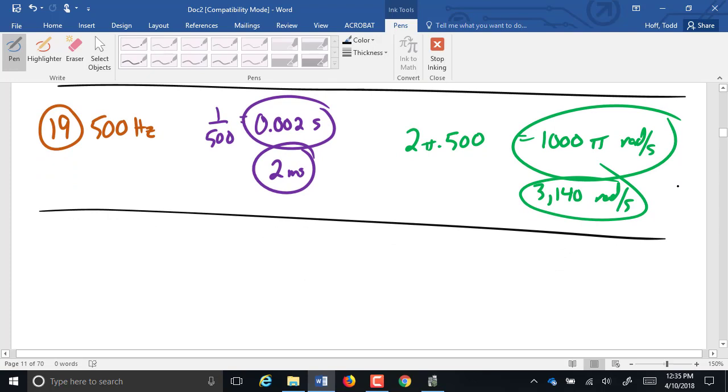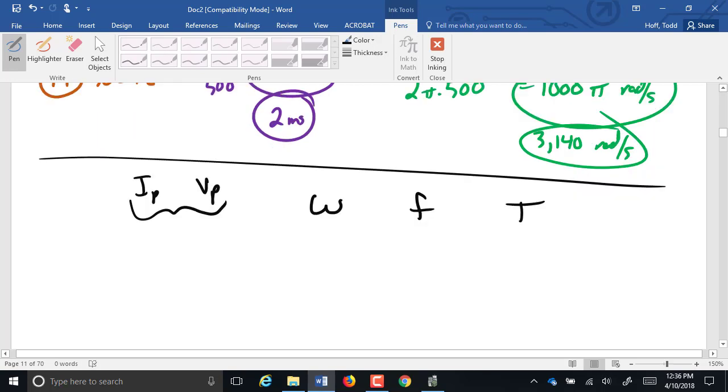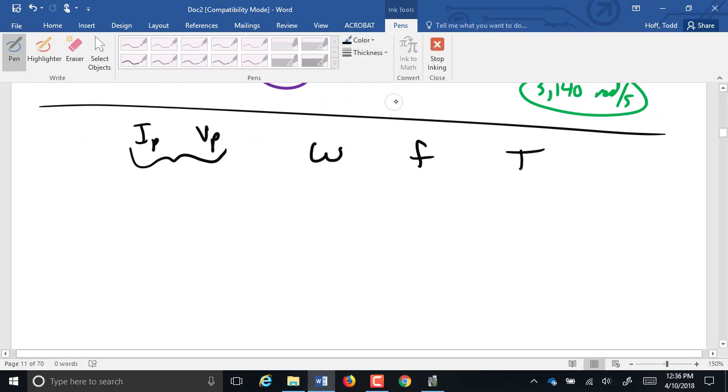For the next section, they want to find the peak value. So that's either I peak or voltage peak, depending on what we're talking about in the equation. They want you to find omega, the angular velocity, the frequency, and the period for each of these. We're going to do a couple of these. So we're looking at number 29. We get V equals 110 times the sine of 140 pi t.